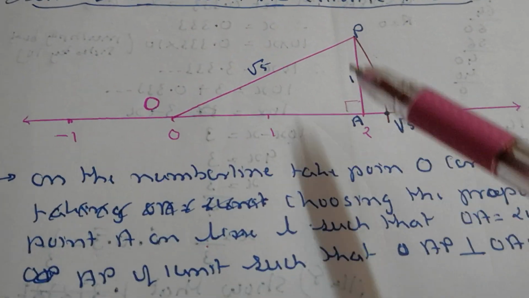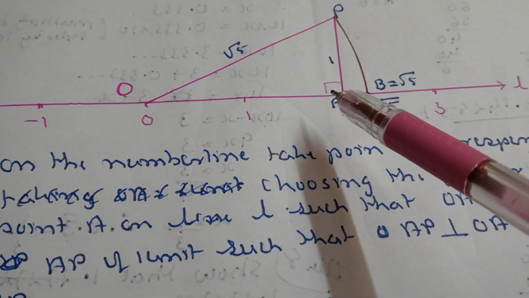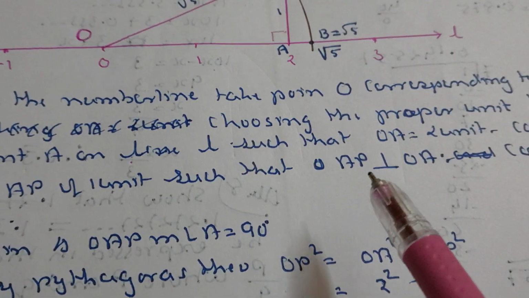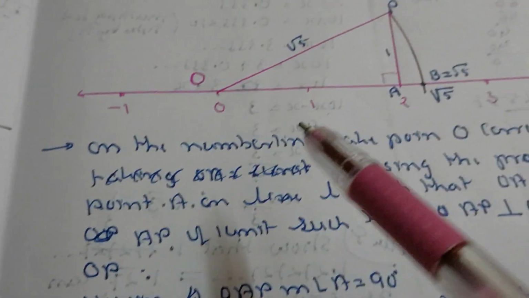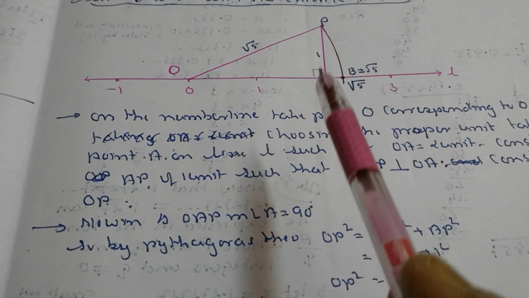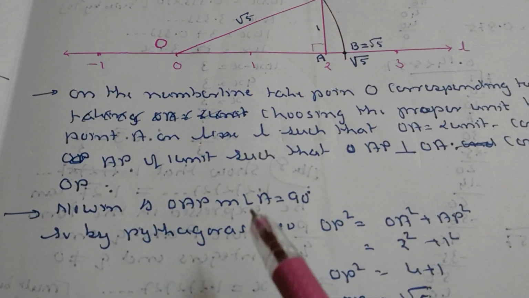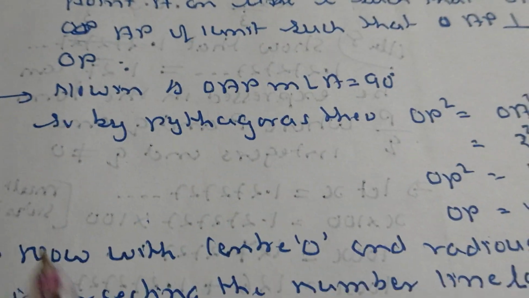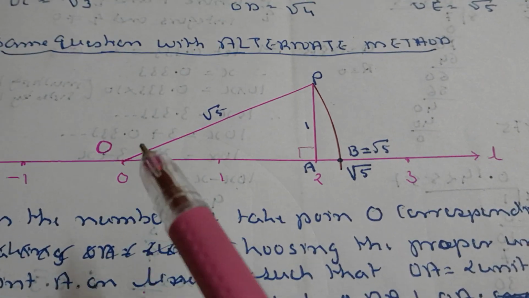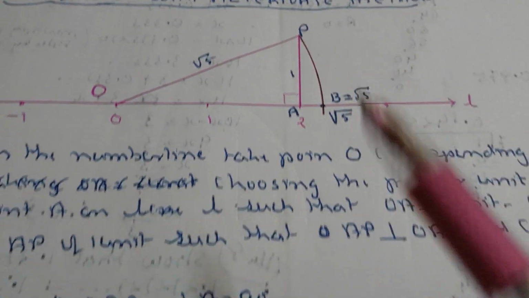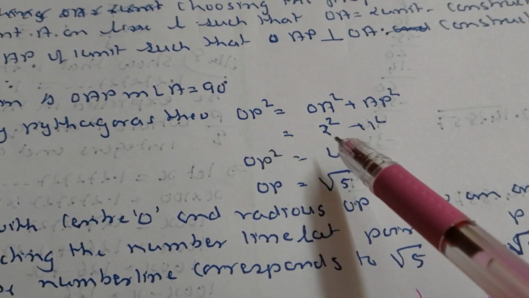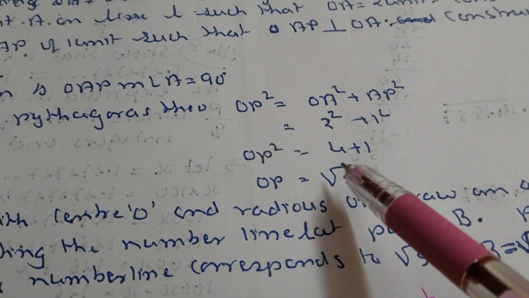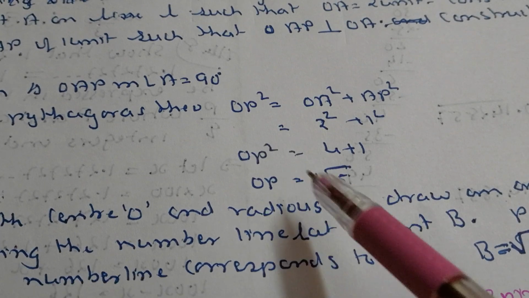Construct AP. I have constructed AP which is perpendicular to OA. That means angle A is equal to 90 degrees. Construct OP. Then I have constructed the hypotenuse. Now, according to Pythagoras theorem, triangle OAP is a right angle triangle with measure of angle A equal to 90. So I have to find out OP. By Pythagoras theorem, OP square is equal to OA square plus AP square. OA is equal to 2 units, so 2 square plus 1 square. 2 square is 4 and 1 square is 1. So it is 5. So OP square is 5, and OP is equal to root 5.